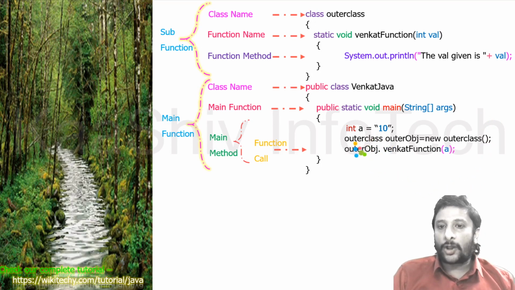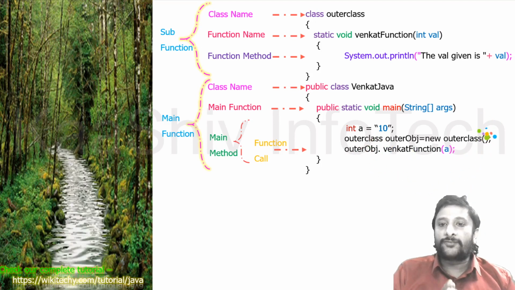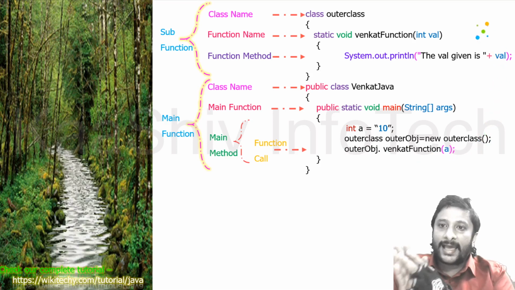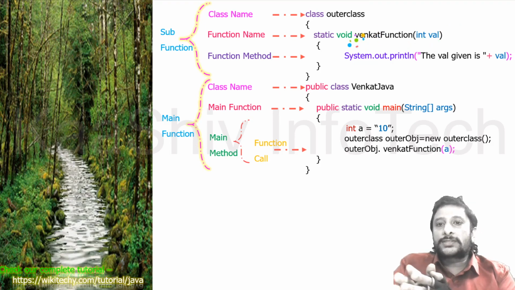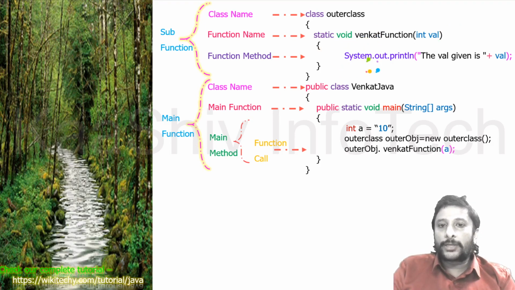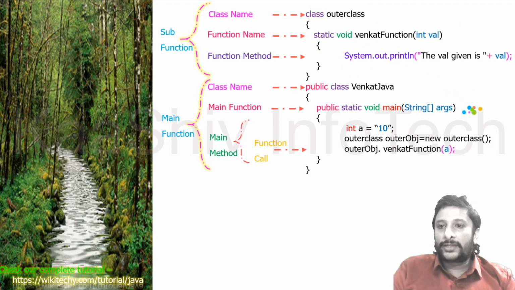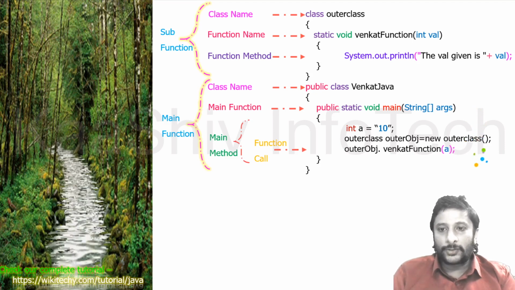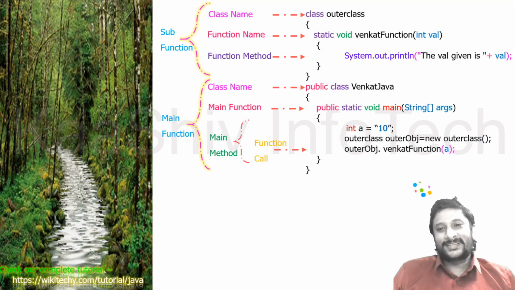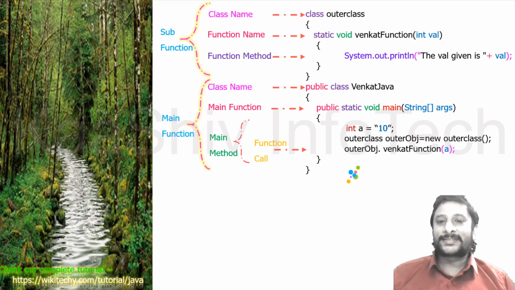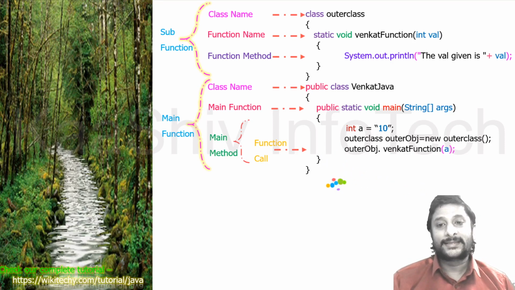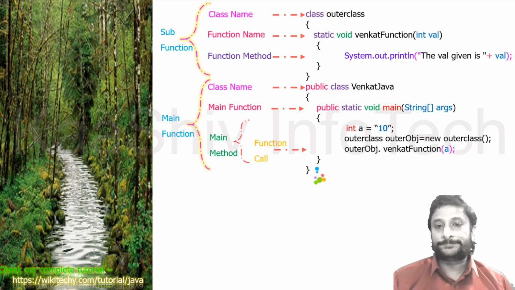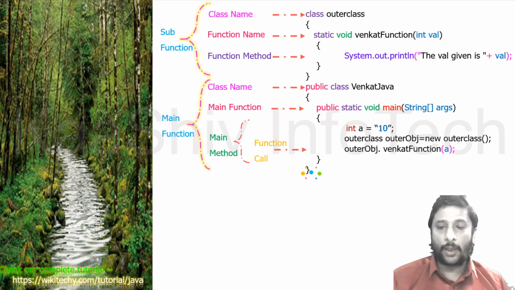The object has the capability to call the function, Venkat function. So it went to the class, called that function, took the argument and used that argument there, executed, and your 10 value is printed, then came back to the original place. Now the program is executed. This is how the flow of the program is. Hope you got an idea of how it works.